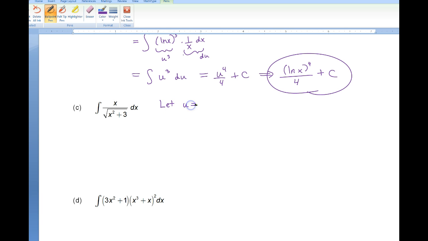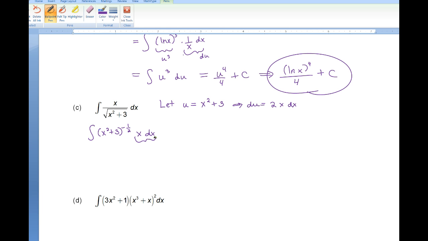It's x squared plus 3, to the negative 1/2 actually. Okay, what's du? 2x dx. Let me just rewrite what I have here so you can see. This is (x squared plus 3) to the negative 1/2, and then x dx. So this is not quite matching up with what I have here.